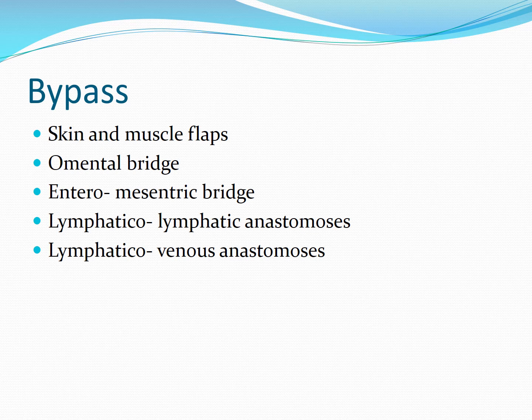There are several procedures described as bypass surgeries. Here the aim is to bypass the obstructed part of the lymphatics. So they have developed lymphatico-venous anastomosis, lymphatic anastomosis, enteromesenteric bridge, and omental bridges, but none of these procedures have been shown to be effective.